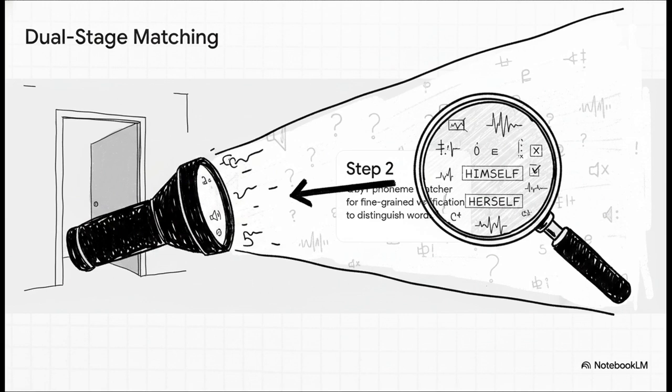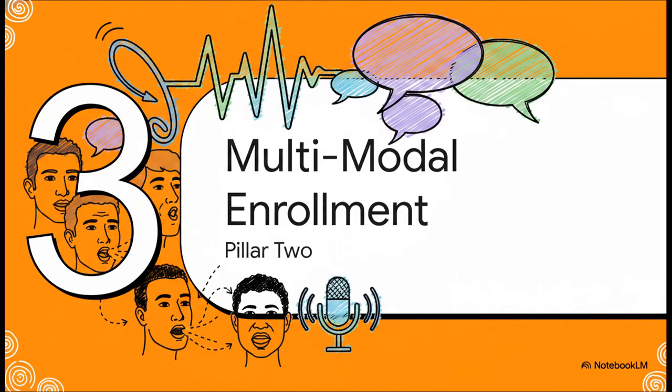This is the QBT phoneme matcher, which acts like a magnifying glass. It takes a highly detailed, fine-grained look at that specific snippet of audio to ensure you actually said himself and not herself. Moving right along to Pillar 2, multimodal enrollment.